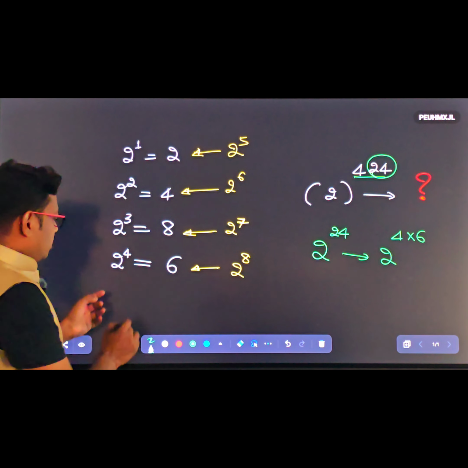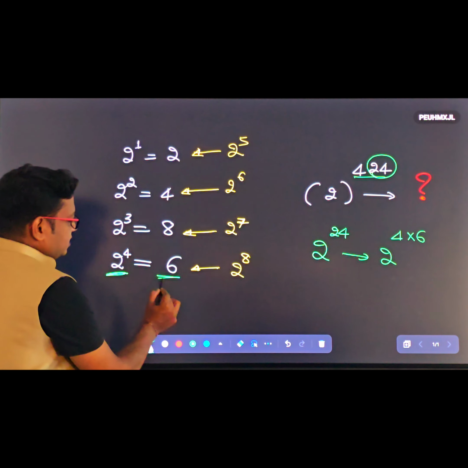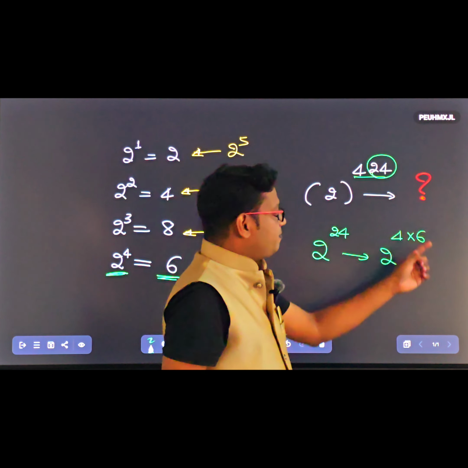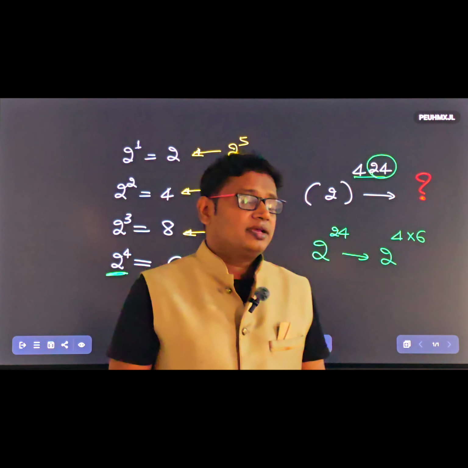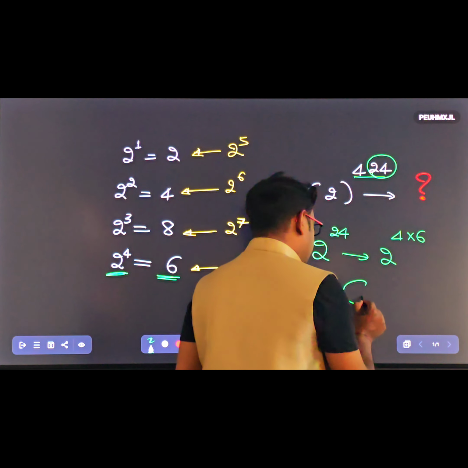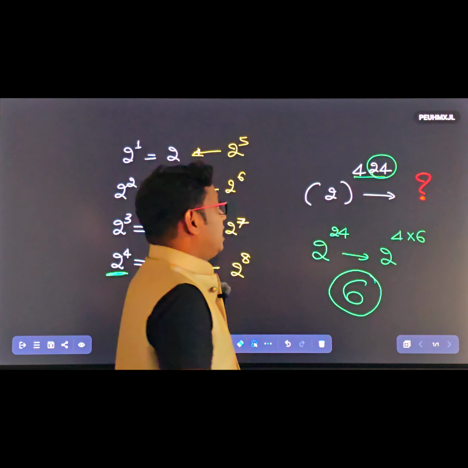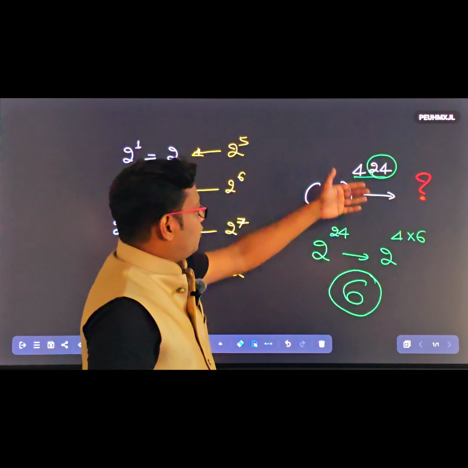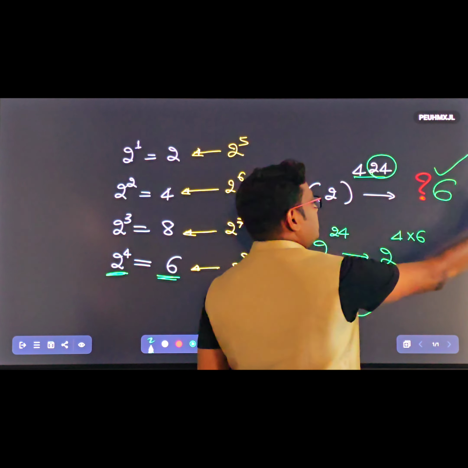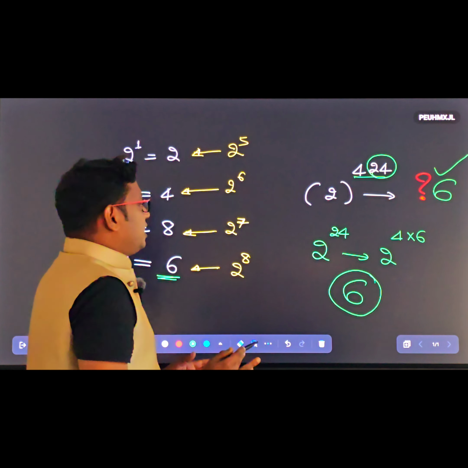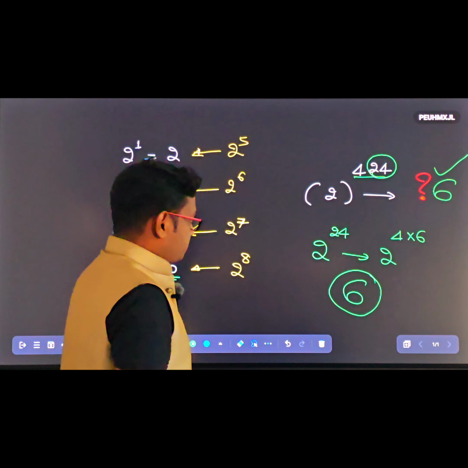Here, 2 to the power of 4 is 16, so the units digit is 6. And 6 multiplied by anything ends in 6 in the units place. Hence for 2 to the power of 424, the units place is 6. Let me explain one more time, my dear friends.